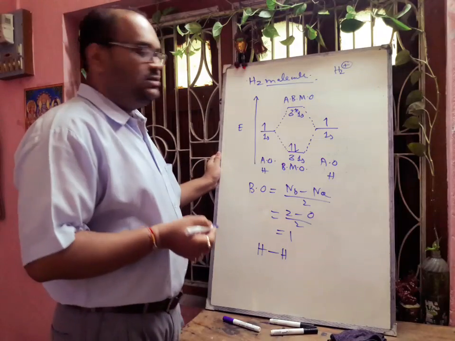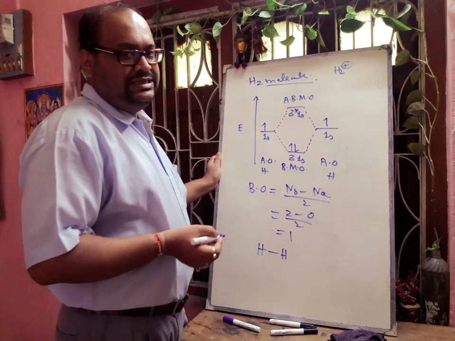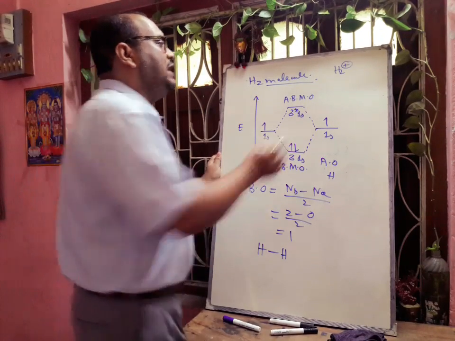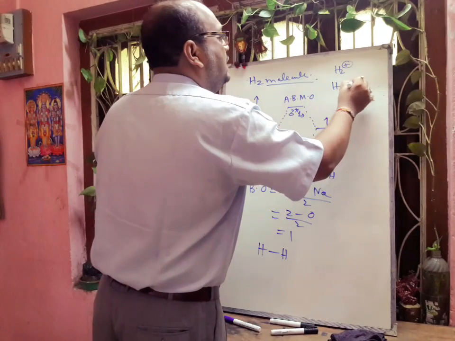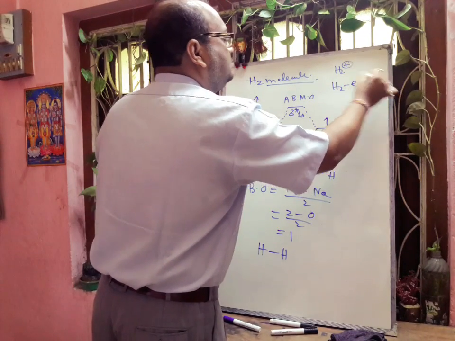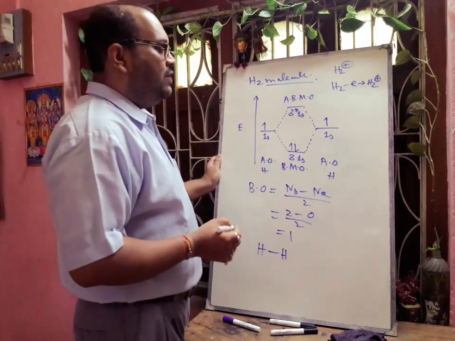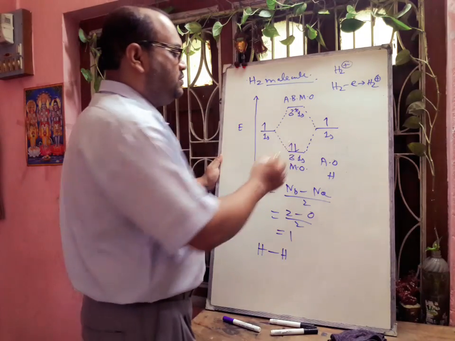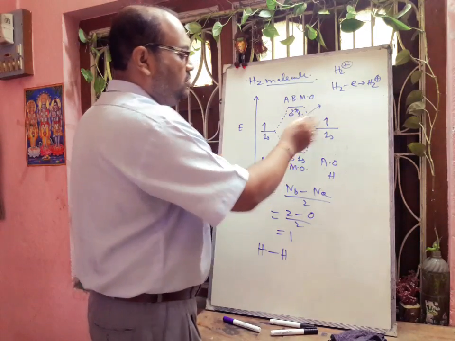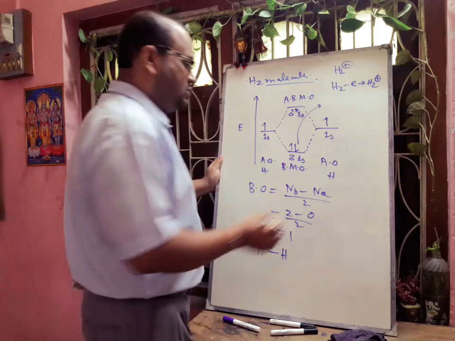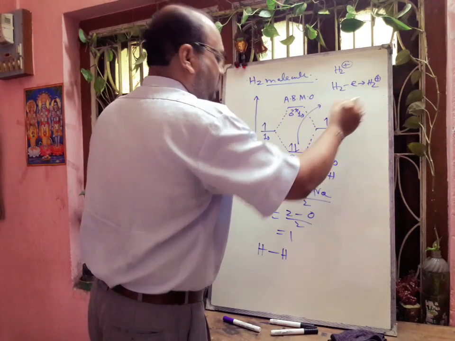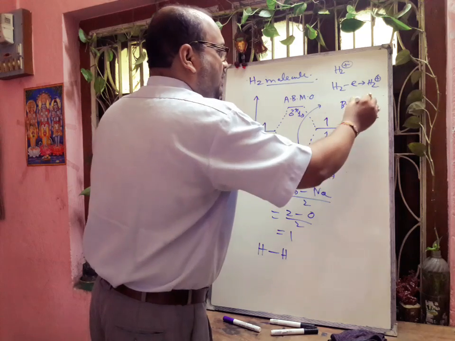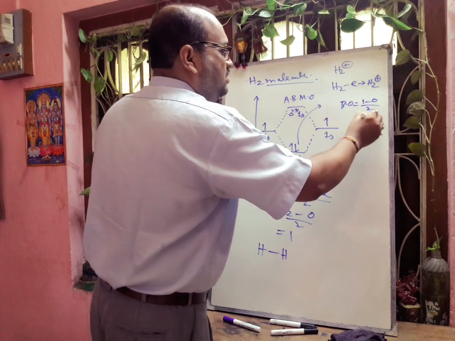This will exist at high energy during ionization. So when hydrogen loses one electron, it will form H2 plus. So from where will it lose the electron? From this one. So one electron will go from this level. So what will be the bond order here? Bond order will be 1 minus 0 divided by 2, that means 0.5.